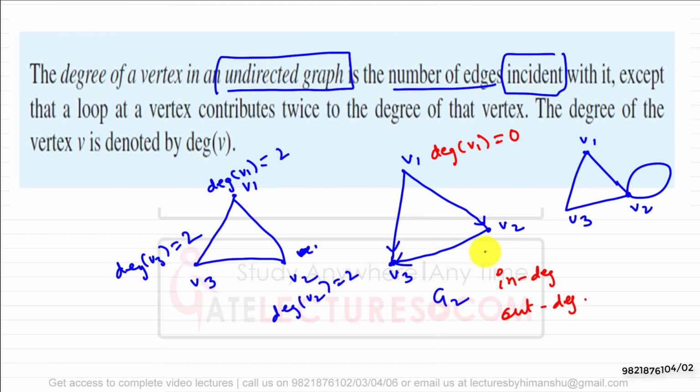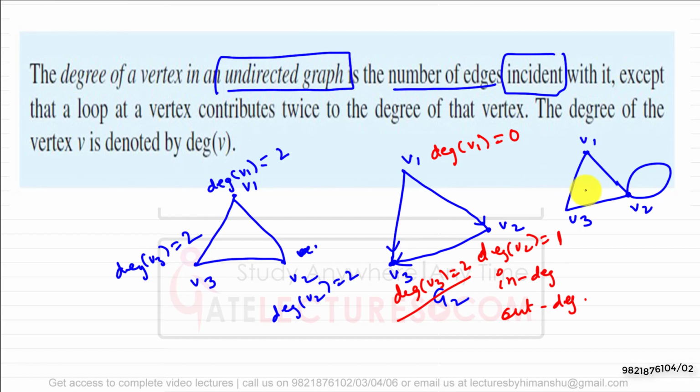Now what is the degree of vertex v2? The degree of vertex v2 is 1 because there is one incident edge here. And what is the degree of vertex v3? That is equivalent to 2 in the directed graph.